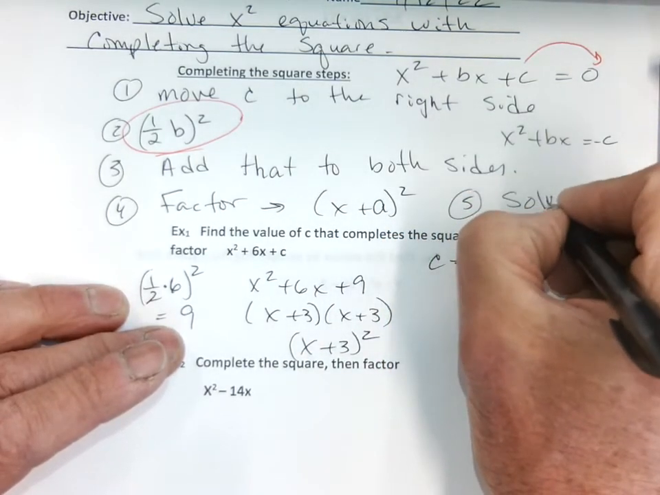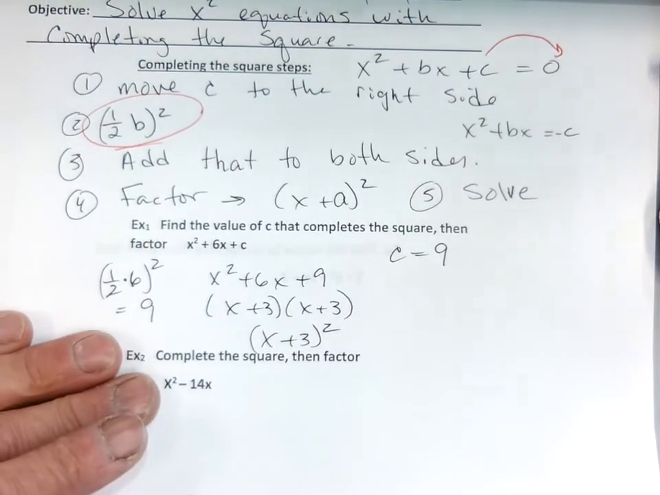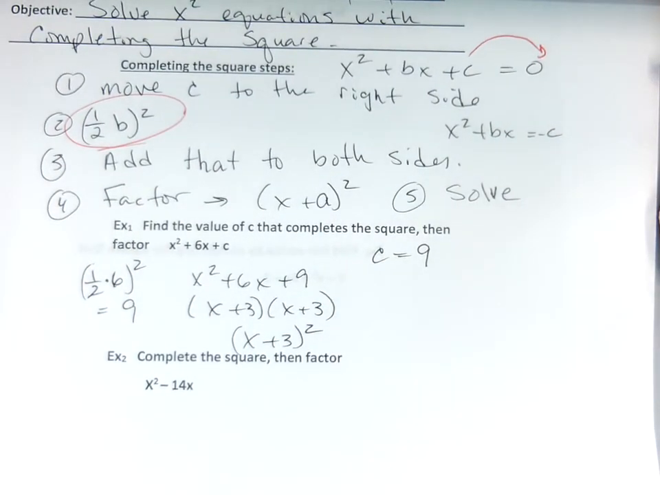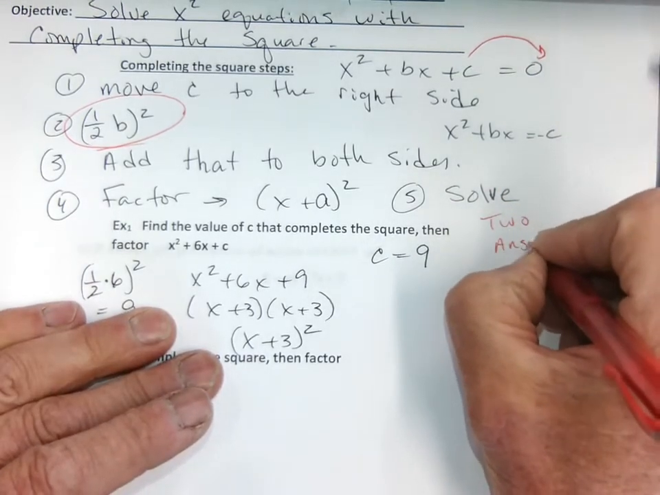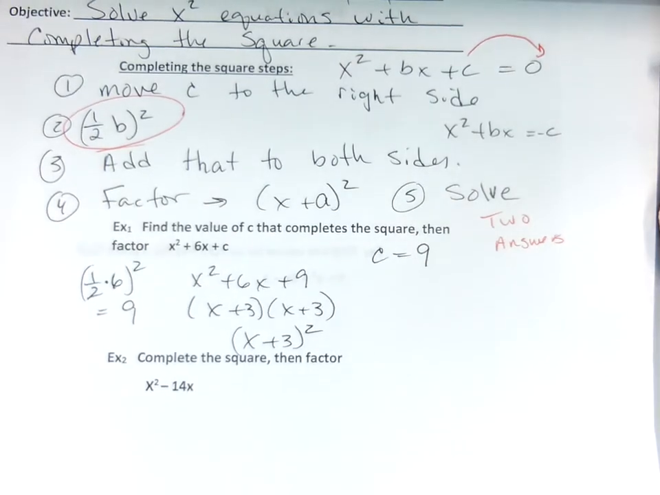Solve. And Grace, because you're so good at answers, how many answers? Show me. 2 answers, we agree? We always know there's 2 answers. So the whole goal today is to be able to solve equations that won't factor. If they won't factor, we can do this technique by completing the square.